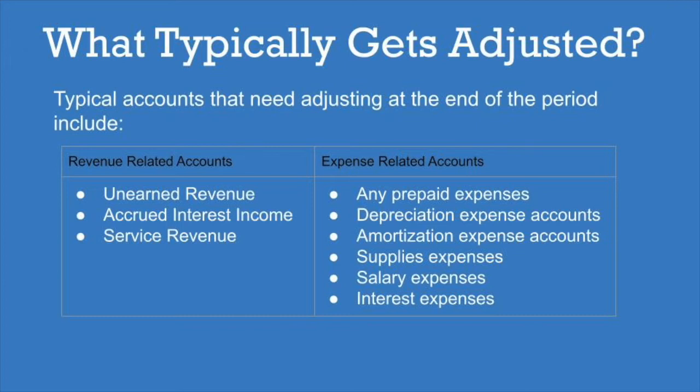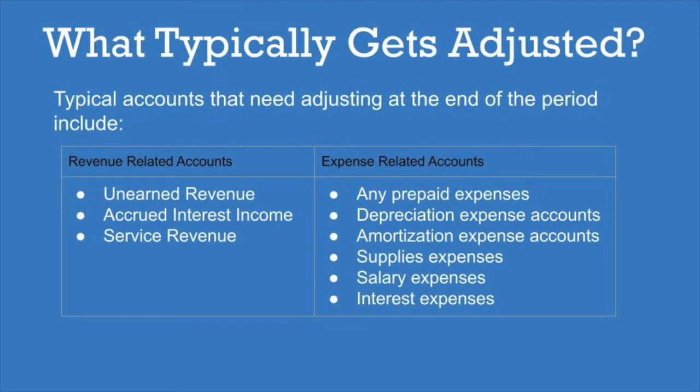And service revenue, we've done a job, we haven't gotten paid for it yet, let's reflect that. In terms of expenses, we need to think about some of the accounts that are often used there in order to do adjustments. For example, any prepaid expenses. We've gone out and we've paid for something in advance, we haven't used it yet. So it's very much an asset to us in terms of it's going to provide us value at some point in time in the future.